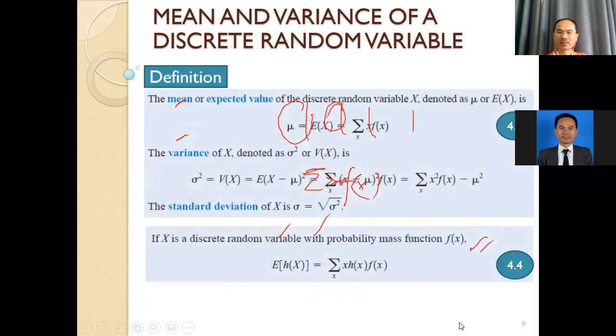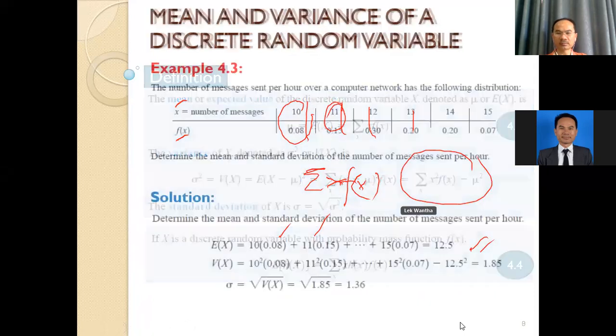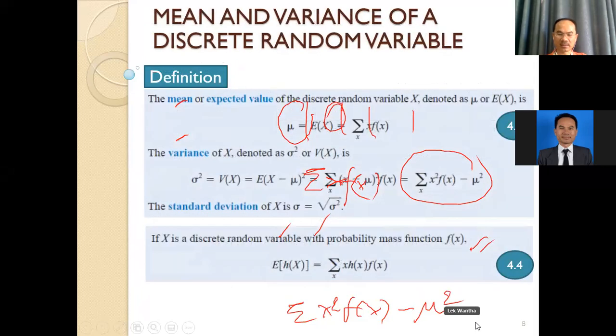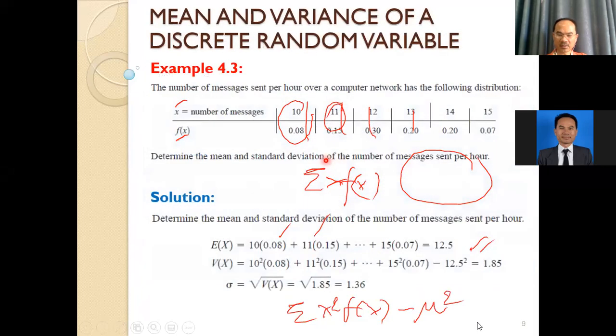And also the next one, calculate the variance. Variance is the summation of x squared f(x) minus mu squared. Then you can calculate the value: 10 squared multiplied by 0.08 plus 11 squared multiplied by 0.1 plus, until, 15 squared multiplied by 0.07, and minus mu squared. You get the value.